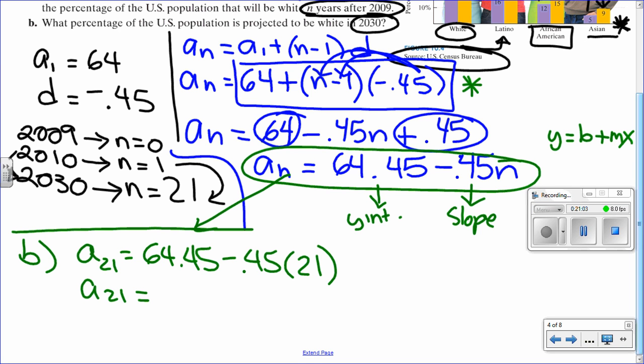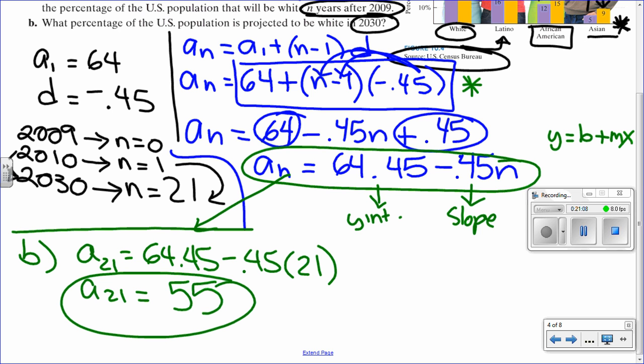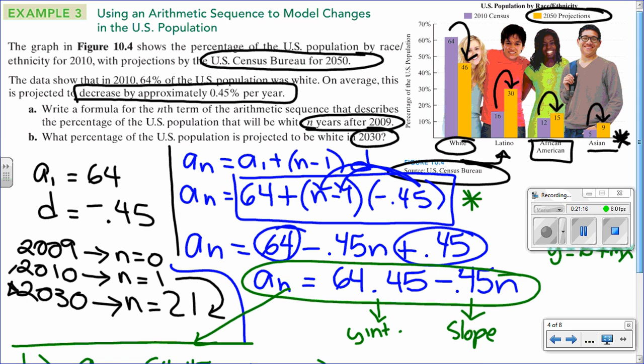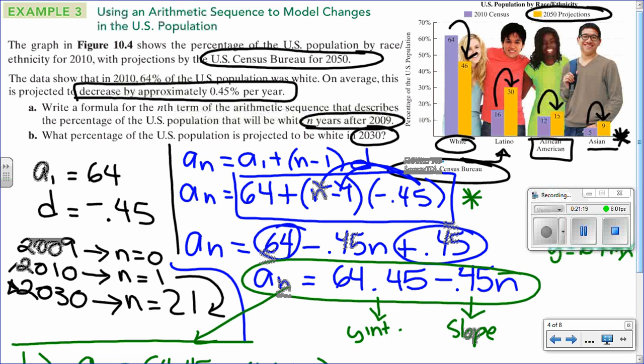So the answer should be 55. Remember we're talking about percentages, right? So this was for the year 2030. The one that we had a prediction for was 46. So somewhere in between here, I guess we could put another line like that, and that would be the 55%. The one in purple is for the year 2010, and then here 55% for the year 2030, and then 46% for the year 2050.